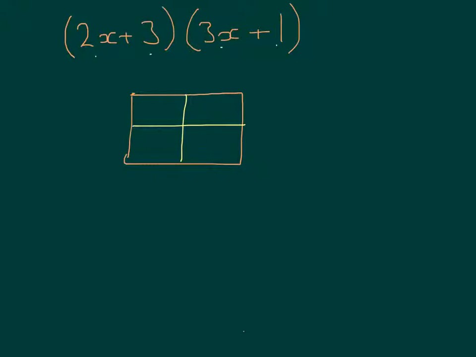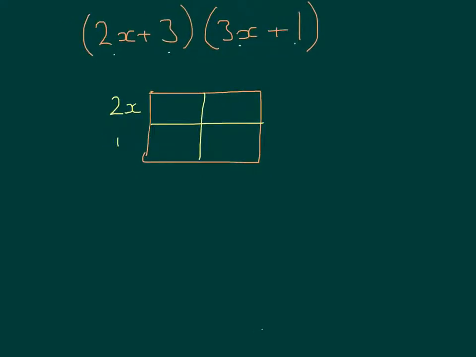Let's write down our numbers. Here we've got 2x, and we've got plus 3. And on the top we've got our 3x and plus 1. Now the same way we did before, we're going to multiply each of them together and put their answer into the corresponding square. So here, 3x times 2x.